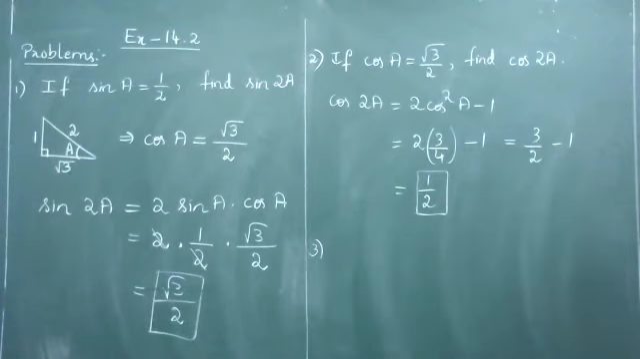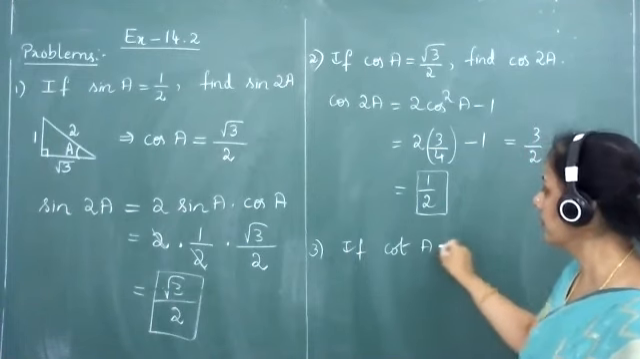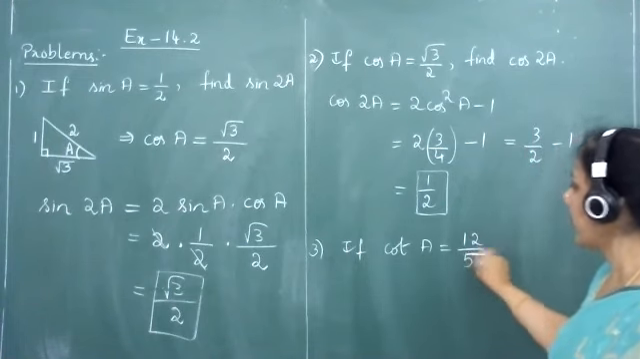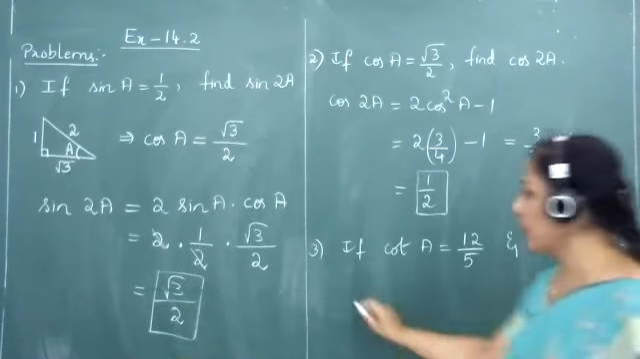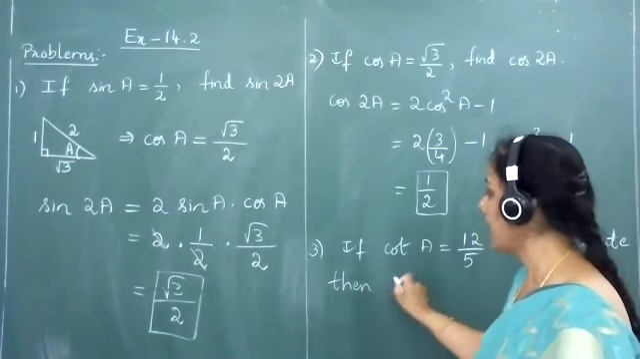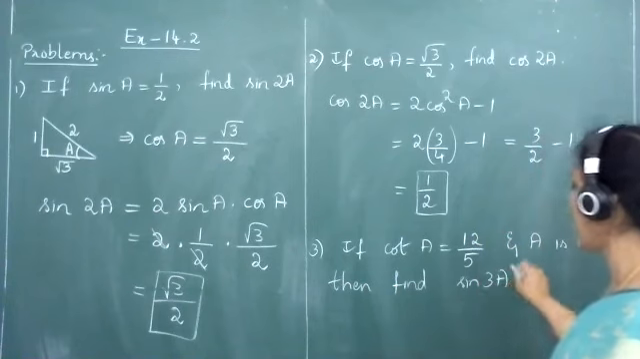The third question. If cot A equals 12 by 5 and A is an acute angle, then find the value of sin 3A.